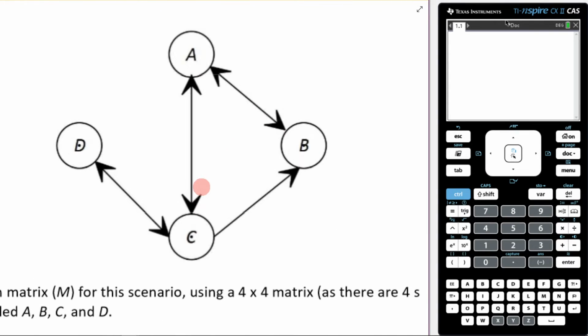So if we have a look here, this is saying that A and B can talk back and forth to each other, A and C can talk back and forth to each other. But you see with C and B, C can talk to B, but B can't talk directly to C. If B wants to talk to C, it would first have to send a message to A, and then A would send that message to C. So the arrows here are very important.